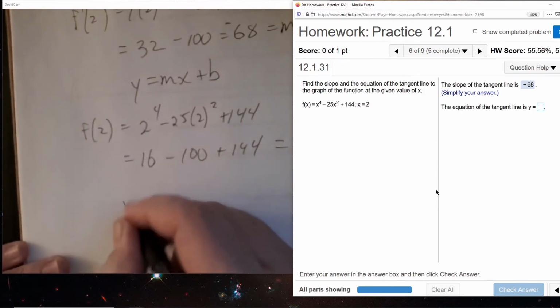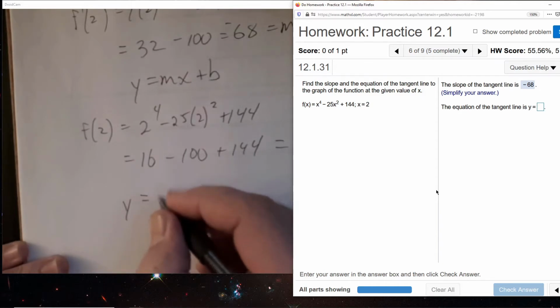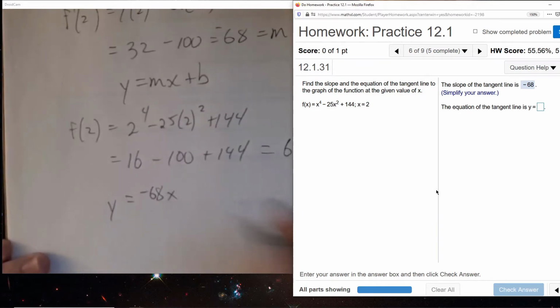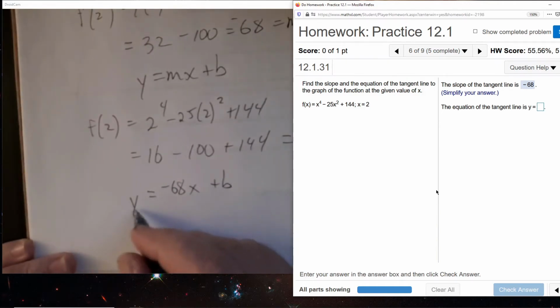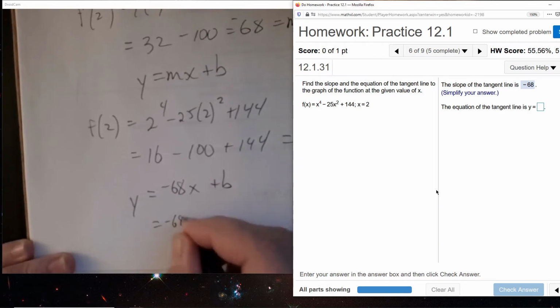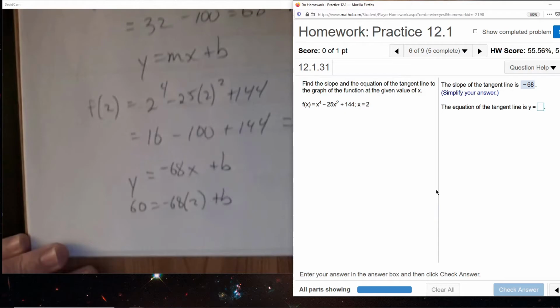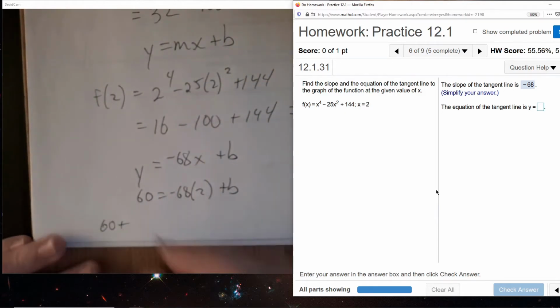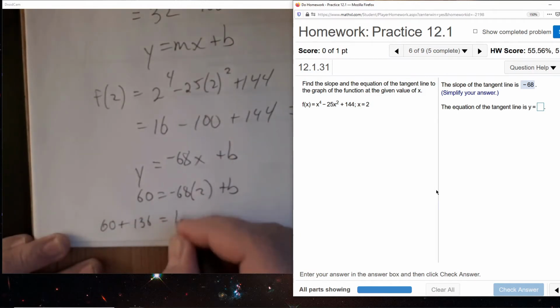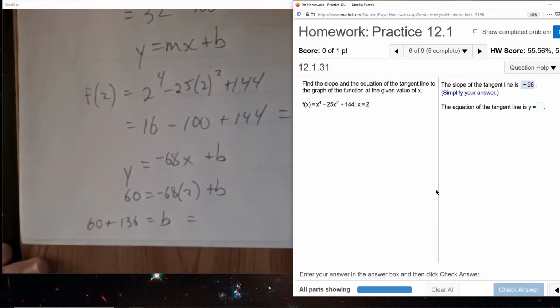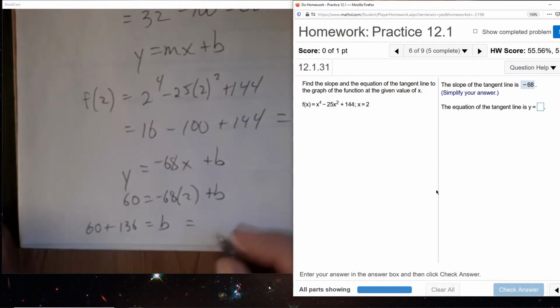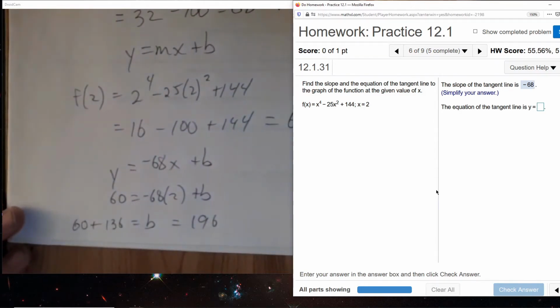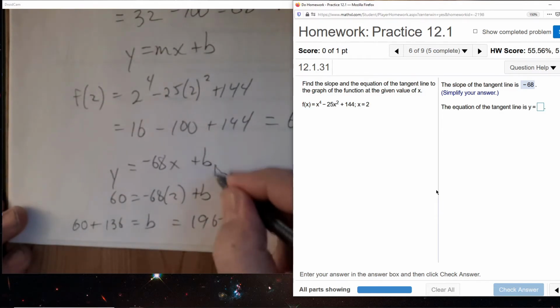And so now we have our slope, which was minus 68. And we're going to plug in then our ordered pair. So when x is 2, y is 60, and we will get 196. And then that is B.